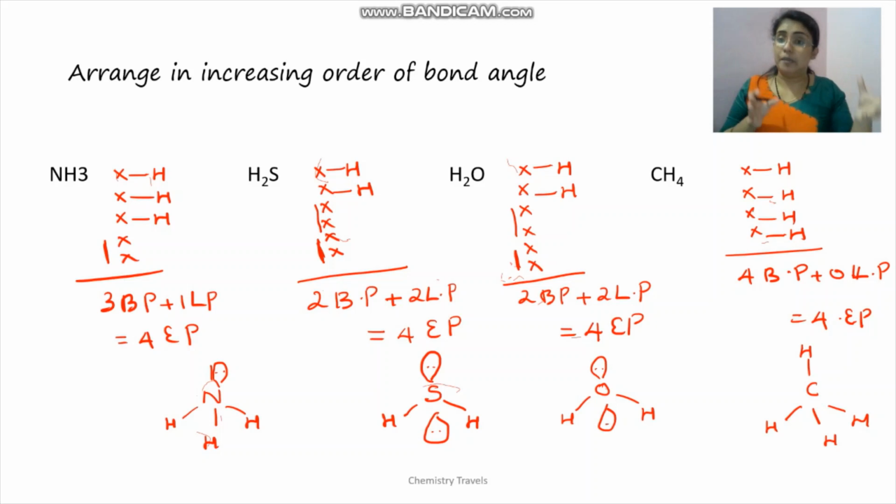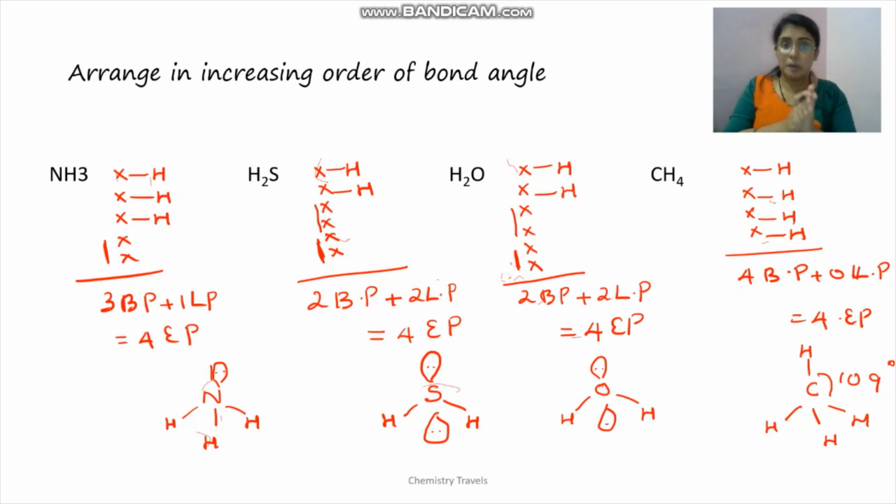Now from the table we saw that if we have 4 bond pairs alone and there is no lone pair, then that would have a bond angle. A tetrahedral structure would have a bond angle of 109 degree. So approximately, methane has a proper tetrahedral structure. It does not have any lone pairs, so that would have a bond angle of 109 degree. Clear?